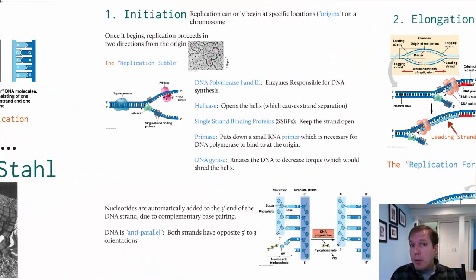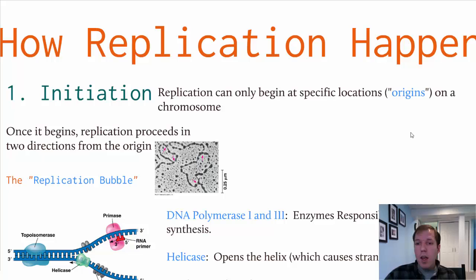So just like in transcription and translation, we have a beginning, a middle, and an end. Initiation is the term that we use to describe how DNA replication actually begins. There are specific locations, actual sequences of DNA, called origins, and those are at many different points along a chromosome. Not one, but many points on a chromosome. When replication begins, it actually proceeds in two directions from that origin.